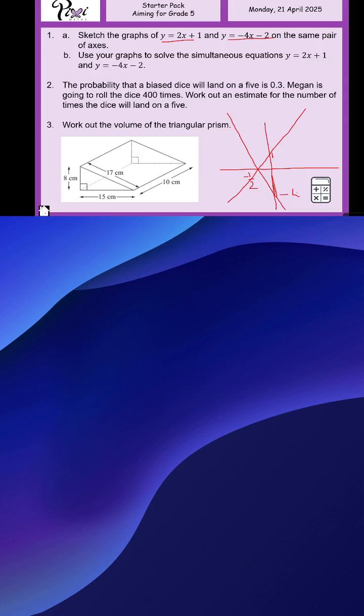The reason for that, guys, is that when you set minus 4x minus 2 equal to 0 and solve this equation, we add 2 and then divide by minus 4, so you get 2 over minus 4, which is minus 2 quarters, which simplifies to minus a half. Hence I know that it crosses there, so the intersection for part B is going to be minus a half, 0.